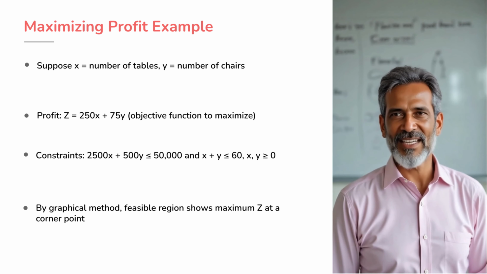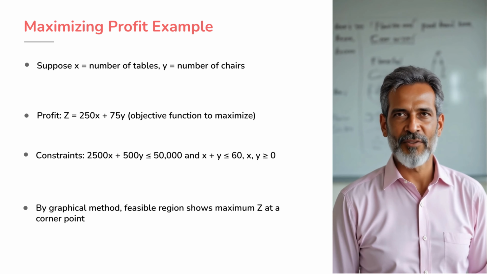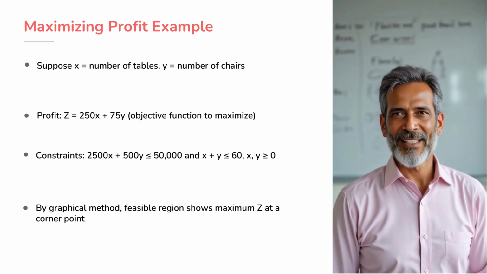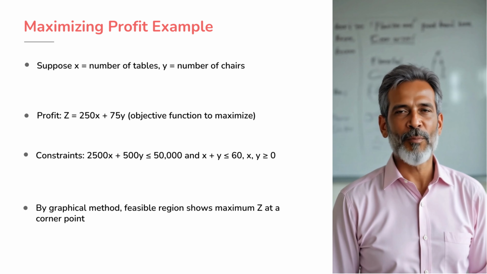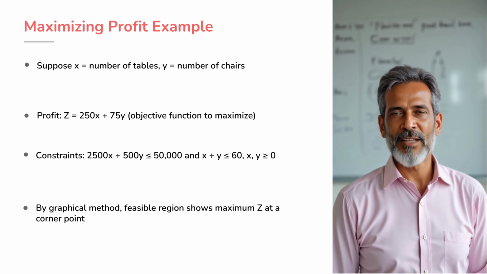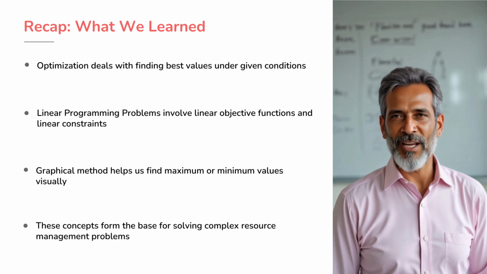We plot these inequalities on a graph. The shaded region that satisfies both conditions is the feasible region. By checking the corner points, we find the combination of x and y that gives the maximum value of z. That's our optimum solution. So, let's quickly recap what we've learned today.